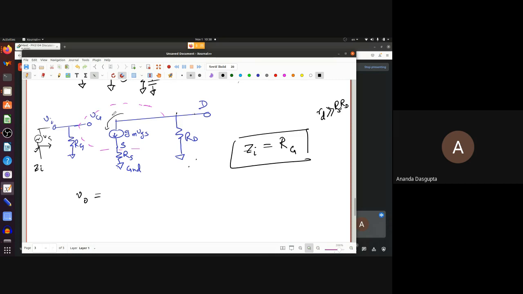Okay, so along this path, in principle, you will get the voltage between the drain and the ground by adding this voltage drop and this voltage drop. But it's not very useful for us because we do not know the voltage drop across this. But the other one, that's easy. How much is the voltage drop across this?